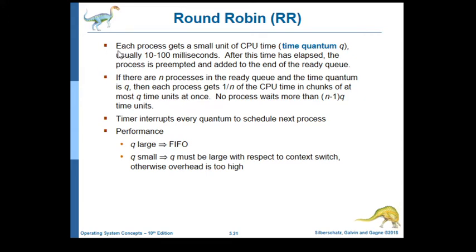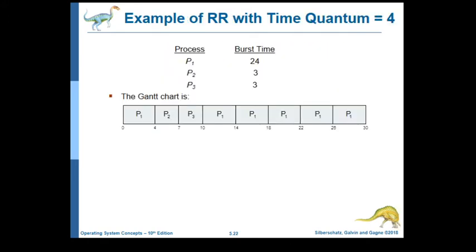In round robin, each process gets a small unit of CPU time, also known as the time quantum, which we represent as Q. It is usually between 10 to 100 milliseconds. After the time quantum has elapsed, the process is preempted and added to the end of the ready queue. Okay, so we look at this example. This set of processes with the CPU burst time in milliseconds has a time quantum equal to 4.